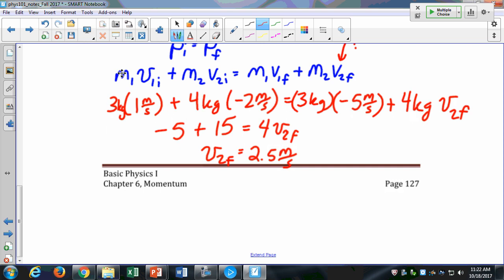Yeah, Gavin? 2.5. Oh, because I have 15 minus 5 over here, so that's going to be 10 equals 4 V2F. I divide both sides by 4, and 10 divided by 4 is 2.5.